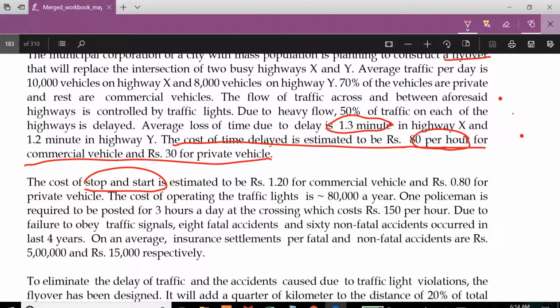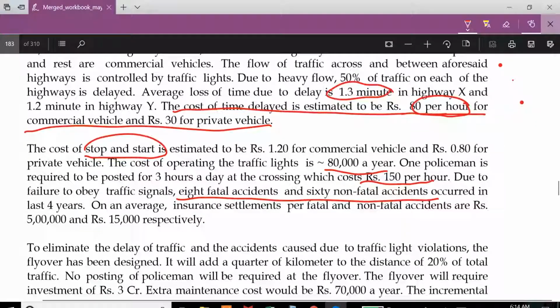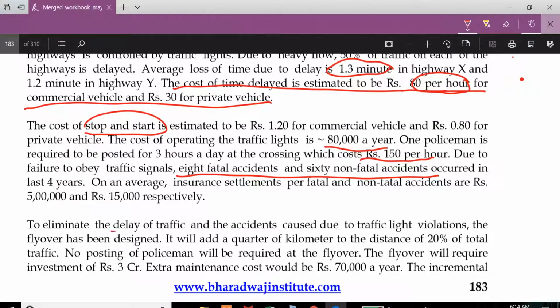Cost of operating traffic lights is 80,000 a year. A policeman is required to be posted, whom we pay this. Also, there are some accidents which happen. 8 fatal accidents and 16 non-fatal accidents have occurred. To eliminate the delay of traffic and the accidents, both will get avoided. There will not be any delay. If there is no delay, there is no start and stop because the vehicle will run smoothly. There is no start and stop, and also there is no accident.